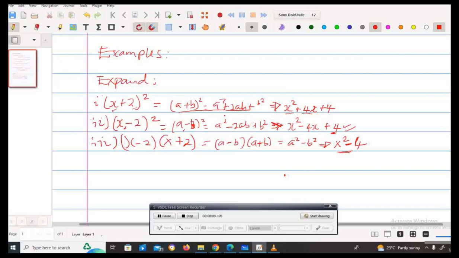Then we have the last question, which takes the shape of the third quadratic identity: x plus 2 into x minus 2. We just need to get the difference between the square of this one and this one, because this is x minus 2 and this is x plus 2, which is the same as a minus b into a plus b, which expands into a squared minus b squared. So we just get x squared minus the square of 2, which is 4. And that's how we use the quadratic identities to do such expansions.